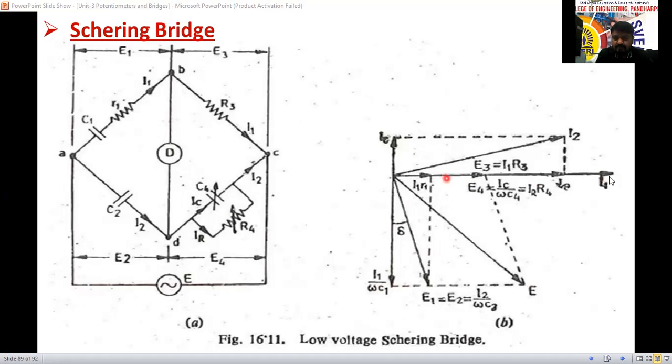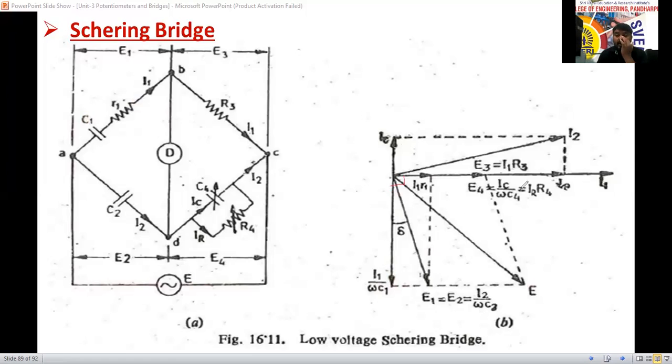Yes, sir. So the voltage drop across the capacitance should lag I1 by 90 degrees. So I1 by omega C1 should lag I1 by 90 degrees here. Here we have used I1, and the I1 by omega C1 we are going to consider. So the angle is 90 degrees here. Yes, sir, 90 degrees.